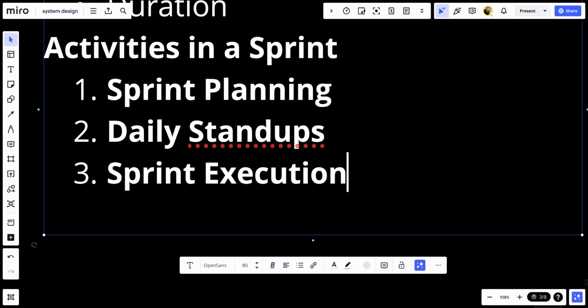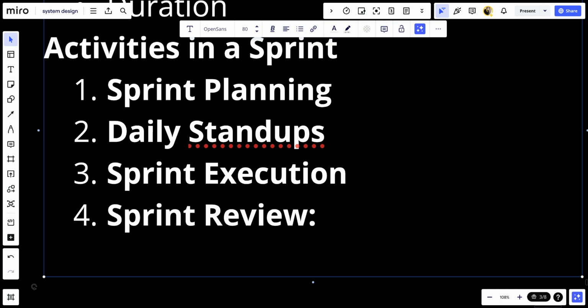Number three, sprint execution. The development team works on completing the tasks in the sprint backlog, aiming to deliver potentially shippable code, a shippable product increment, by the end of the Scrum sprint.